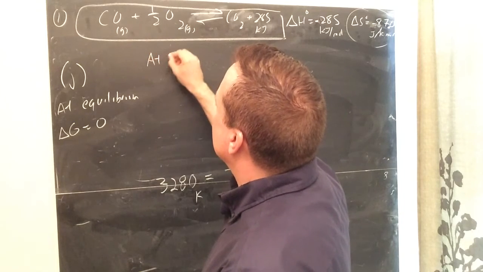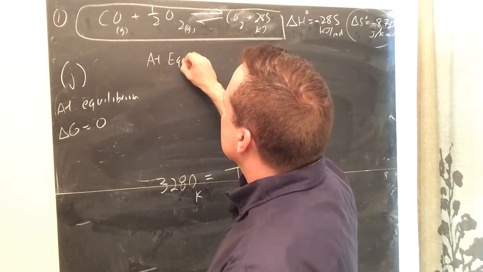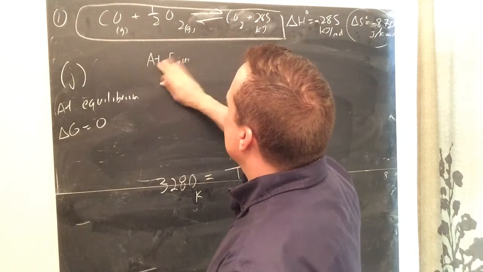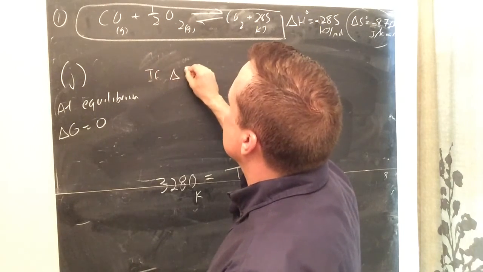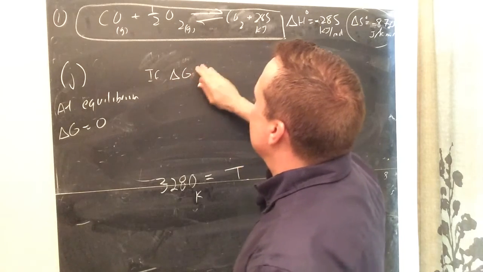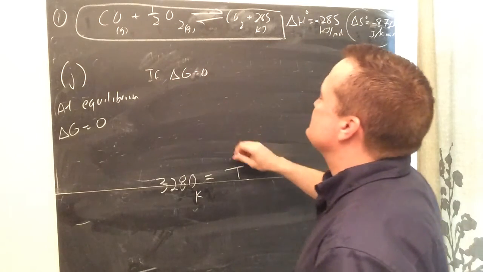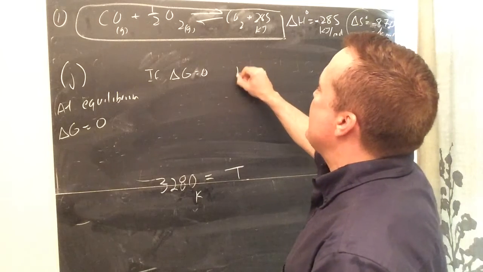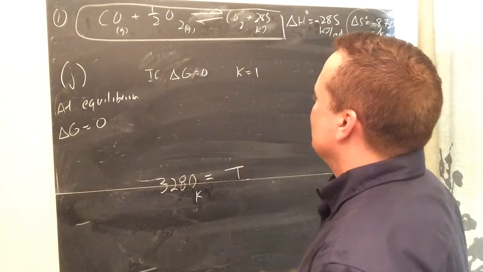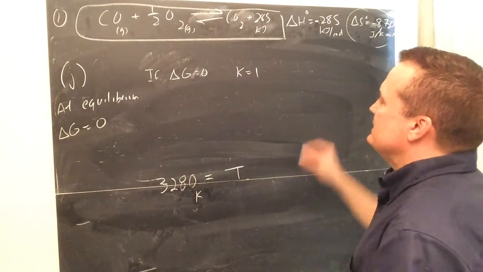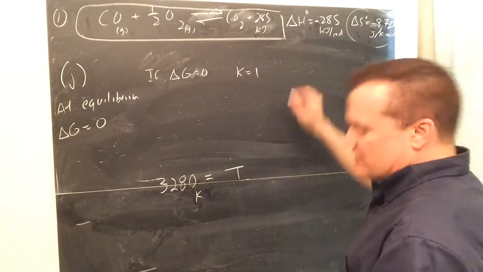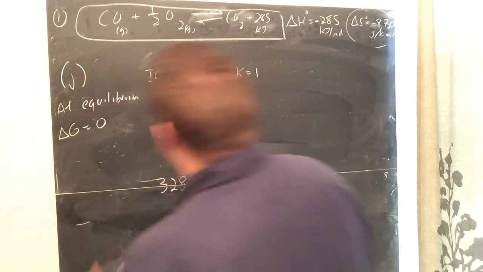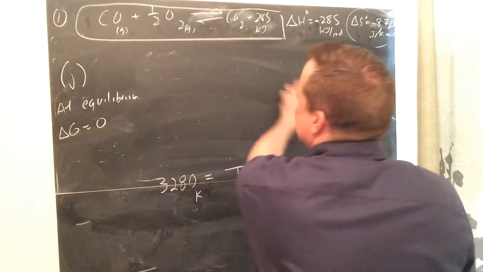At equilibrium. All right, if delta G equals 0, then that means K will equal 1. All right. When delta G, temperature equals, you know what? I made my chart wrong. I wasn't looking at my paper. I'm trying to do it from my memory, but now I realize the order.